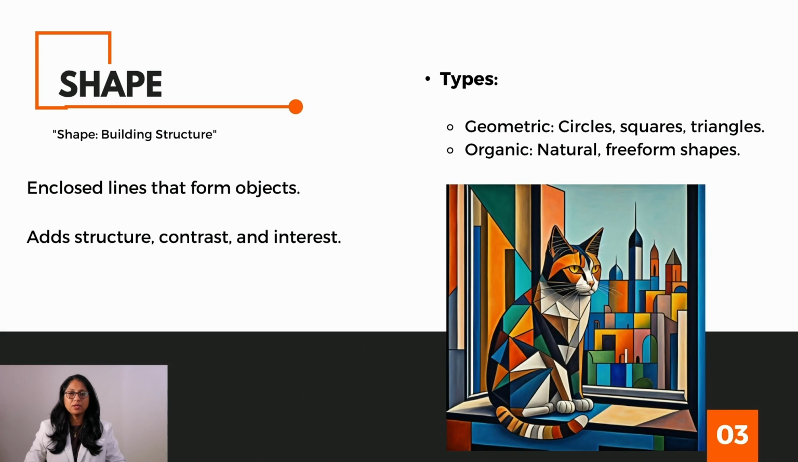Shape. Shapes are enclosed lines that form objects. Types of shapes. Geometric shapes like circles, squares, and triangles. Organic shapes that we find in nature and free-form shapes. Shapes add structure, contrast, and interest to design.